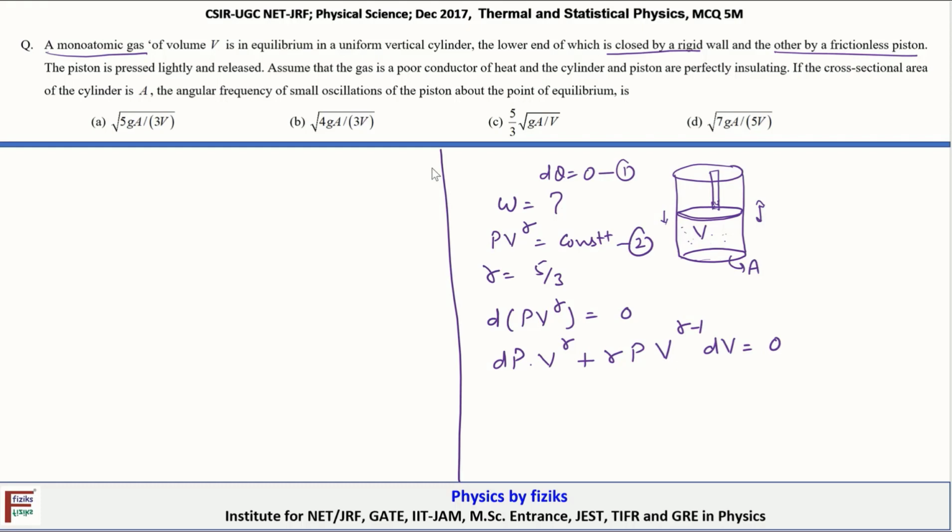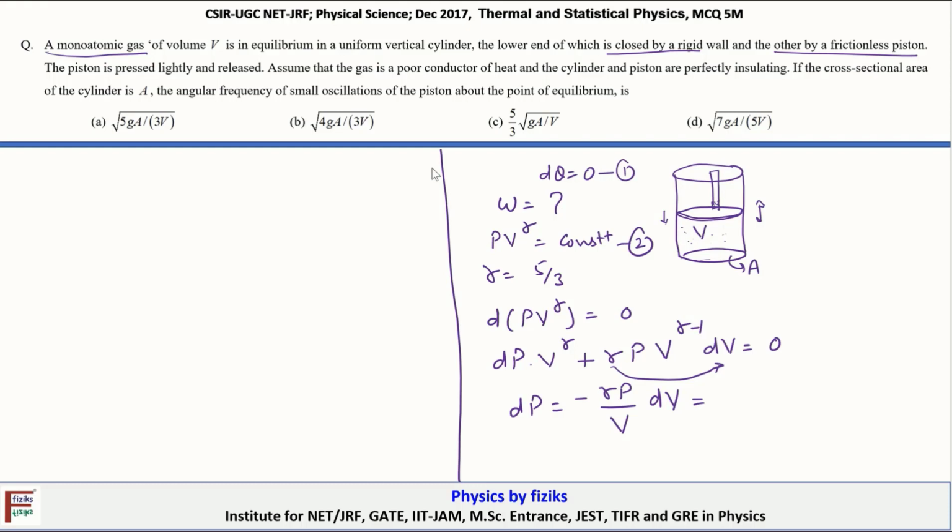And after rearranging this result, we will obtain that dp is equal to minus gamma p. So we will take this to the right hand side: gamma p divided by v, and then dv. Okay, or this can be further rewritten as, because dv is basically equal to what?